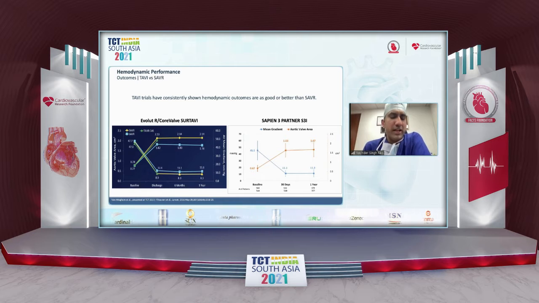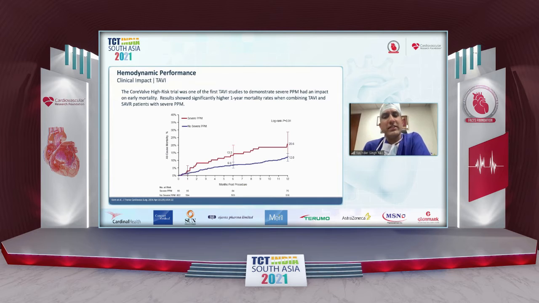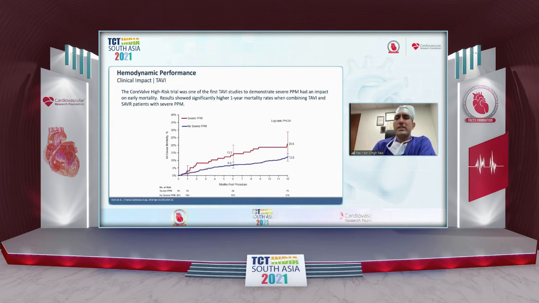A supra-annular self-expanding valve has more effective orifice area, lesser gradient, and definitely lesser chance of patient-prosthesis mismatch. Patients with severe patient-prosthesis mismatch have almost 20% mortality compared to patients who don't have severe patient-prosthesis mismatch, which is 12%. So it is very important for us that we can actually tailor the valve to two things if we need to have good outcomes in a TAVI patient.